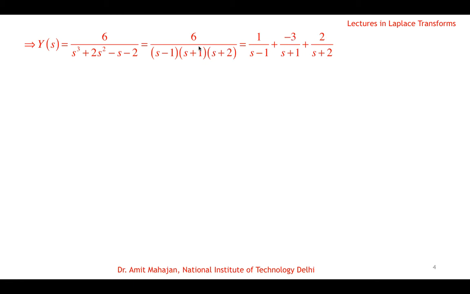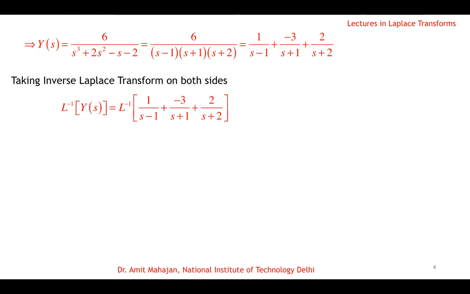Okay, so I'm leaving this because we already discussed this in the last lecture. So once you have Y(s) in this form, then the third step is that you take Laplace inverse on both sides of this equation. So taking Laplace inverse on both sides, Laplace inverse of Y(s) equals Laplace inverse of the right hand side. Okay, and Laplace inverse of Y(s) is y(t), because Laplace of y(t) we said is Y(s), so its inverse Laplace will be y(t) back.